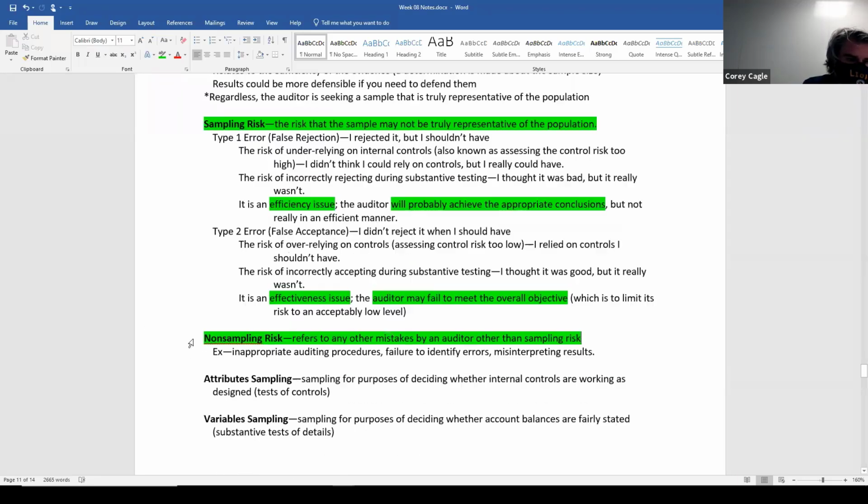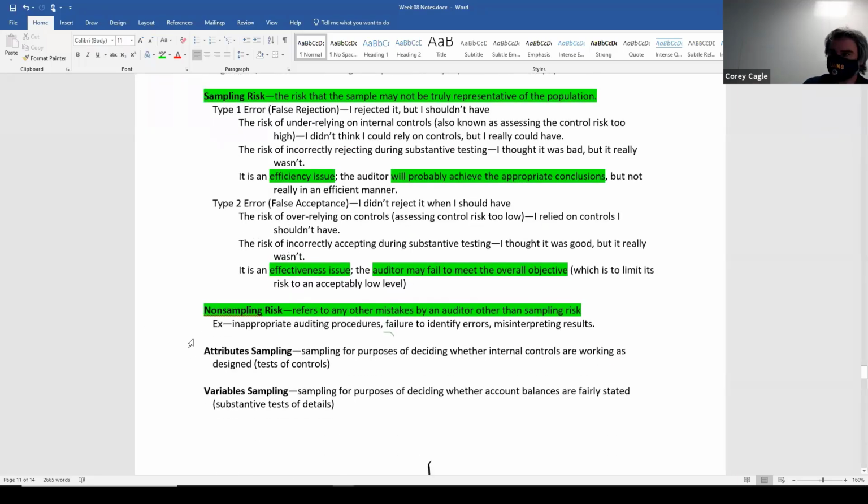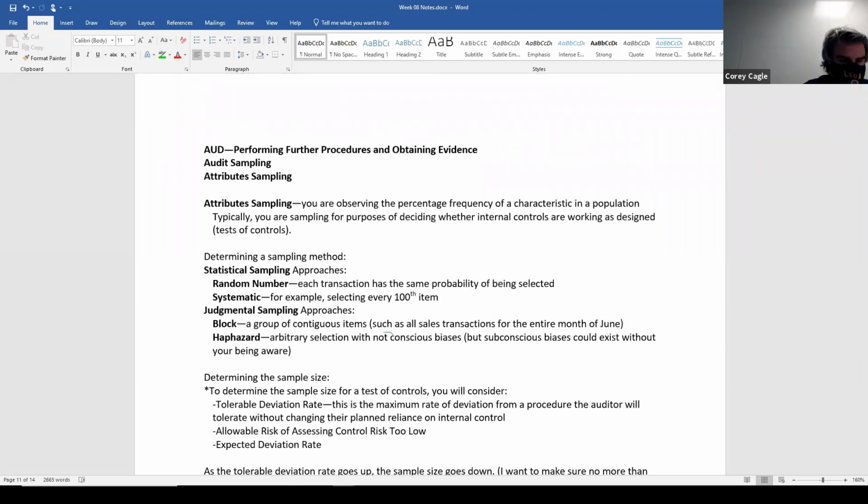And then you've got attribute and variable sampling, which actually have their own sections coming up, so we'll touch on those as they come up. But attribute sampling is sampling for the purpose of testing controls. Variable sampling is sampling for the purpose of making sure the dollar amounts of your account balances are fairly stated. So attribute sampling is test of controls. Variable sampling is substantive test. We've got separate sections on both of those coming up.